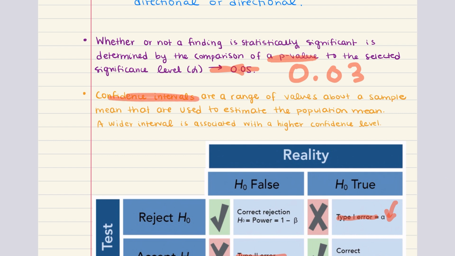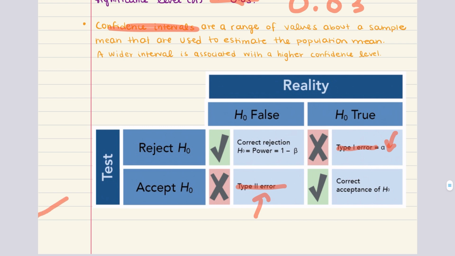Now, another important concept in statistical testing is the confidence interval. This provides a range of values within which we expect the true population parameter to lie. Wider confidence intervals indicate more uncertainty, while narrow intervals suggest greater precision. Confidence intervals are closely tied to hypothesis testing because if the interval excludes the null value, then the results are considered statistically significant.